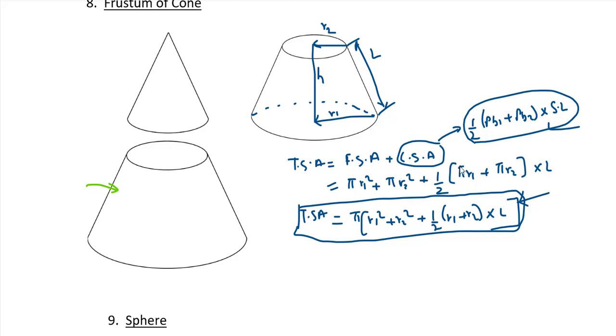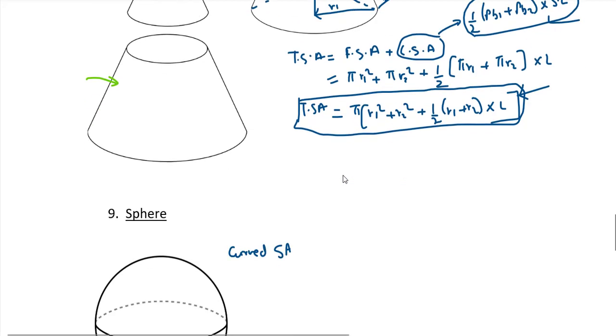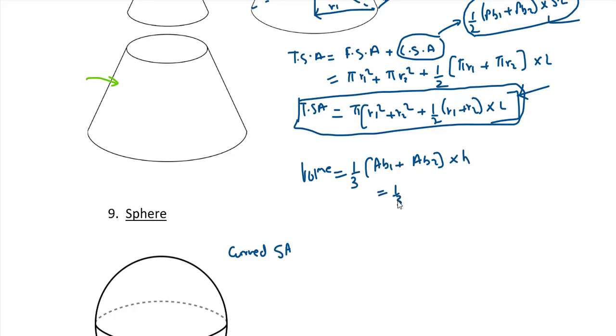Let us now see what is the formula for volume of the frustum. So the volume will be given by the same formula, 1/3 of area of base 1 plus area of base 2 into the vertical height h. So this will be 1/3 of (pi r1 square plus pi r2 square) into vertical height h. I hope by this time you have understood the logic behind this formula.